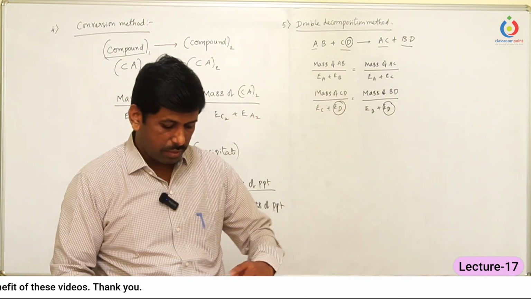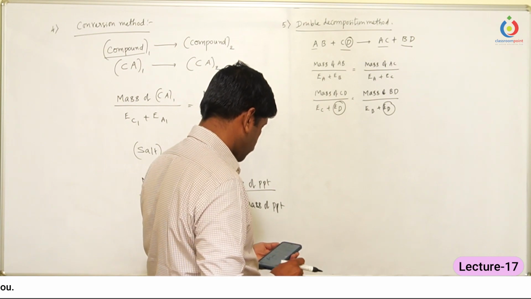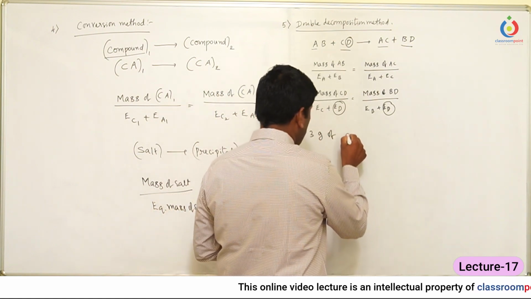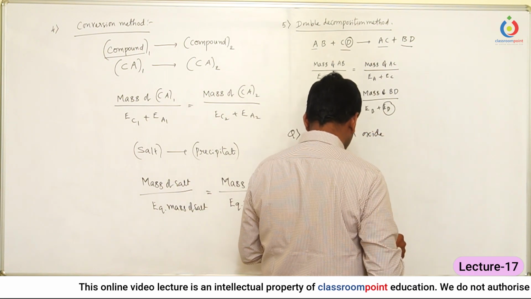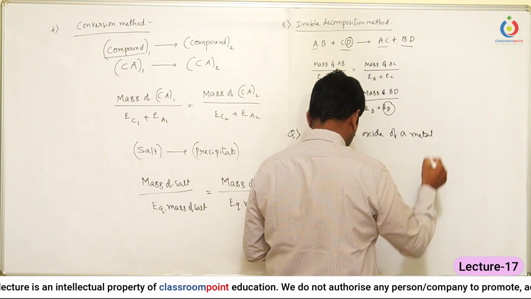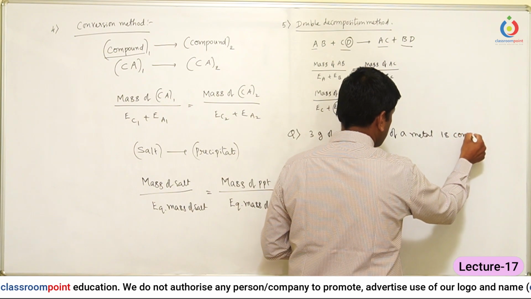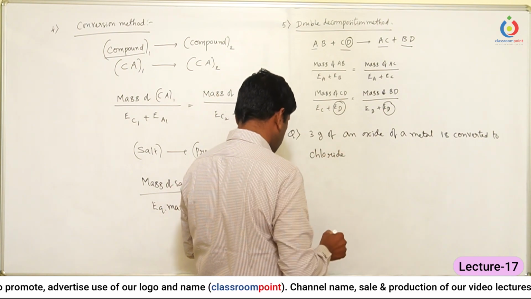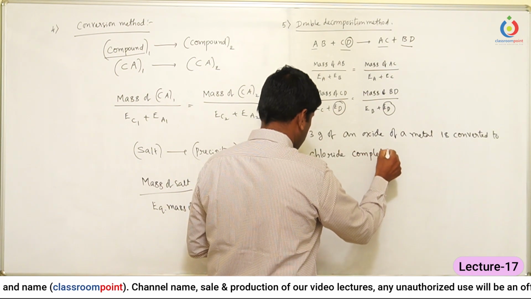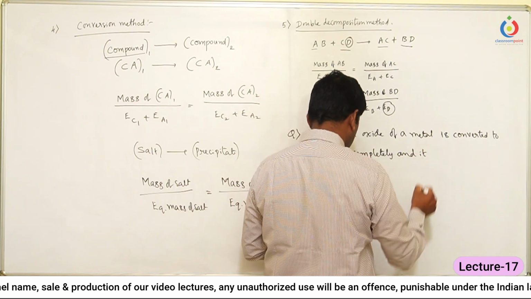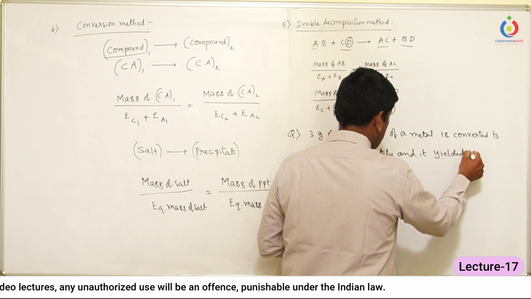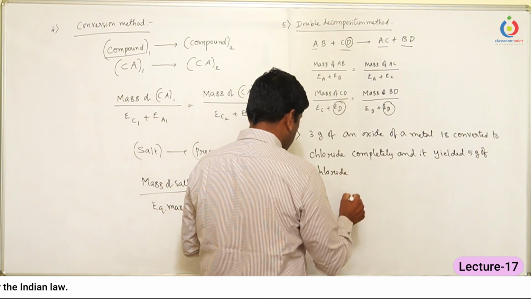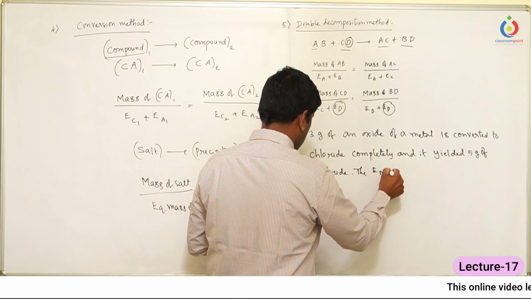Let us see one question based on this. There is a question: 3 grams of an oxide of a metal is converted to chloride completely and it yielded 5 grams of chloride. The equivalent mass of the metal is?